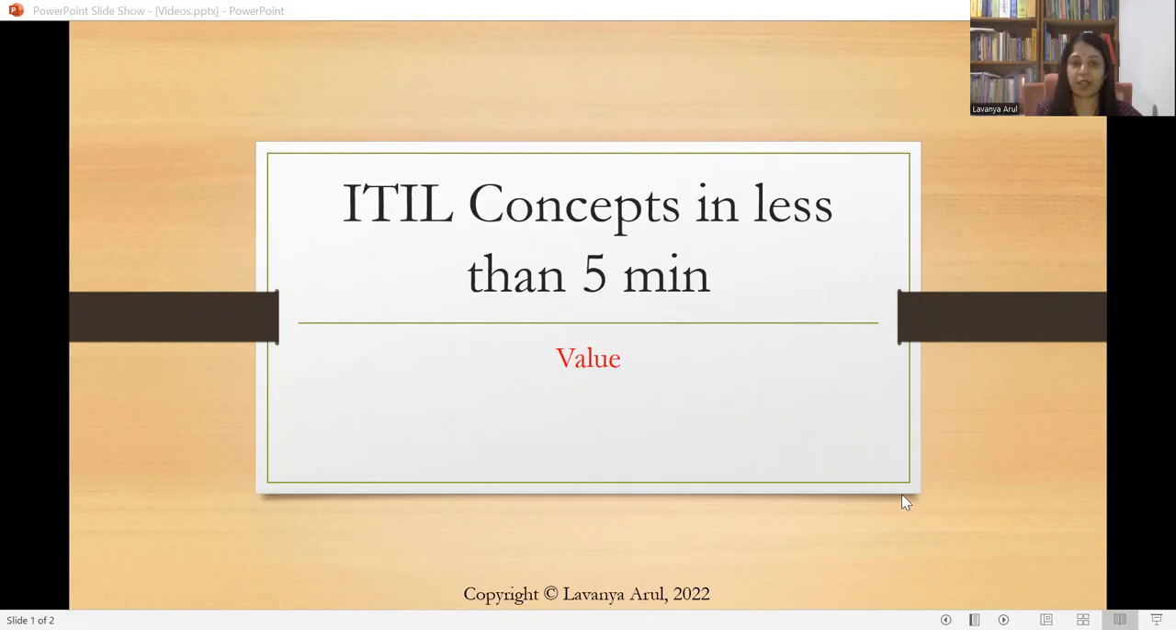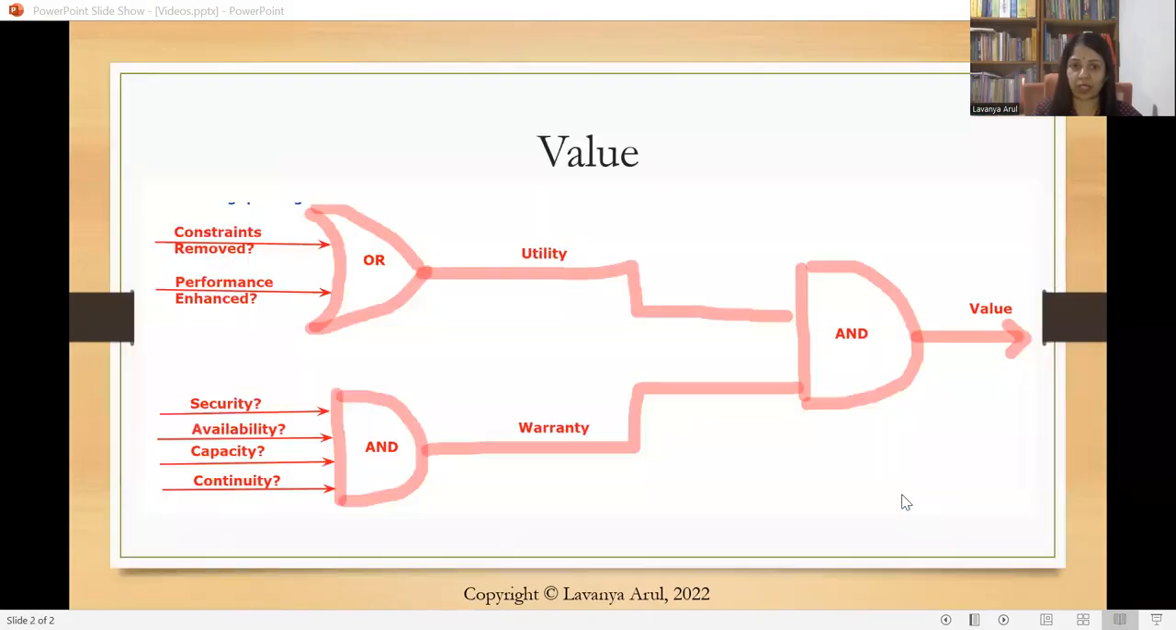Today, we are going to talk about what does value mean. When we talk about value, we all know it has a perceived benefit or something which is useful. In order to understand this concept of value, let's look at this diagram.